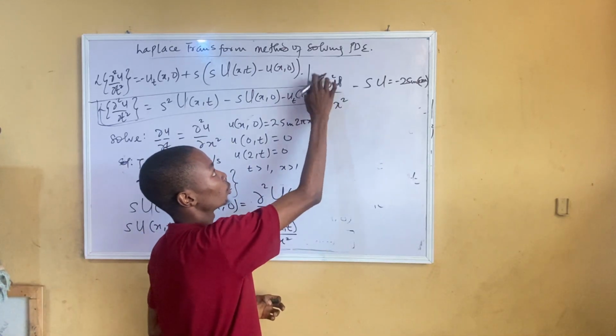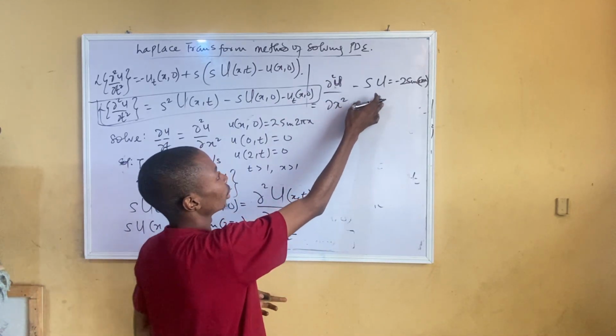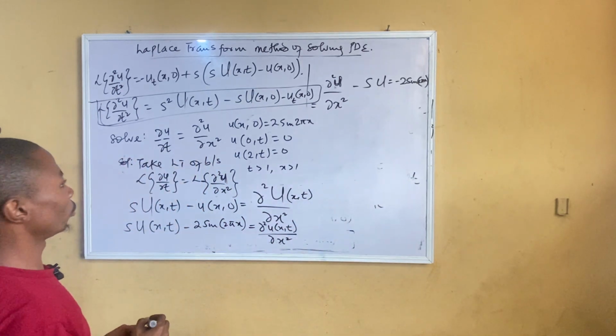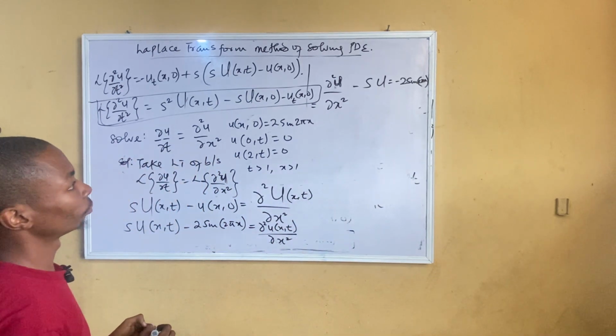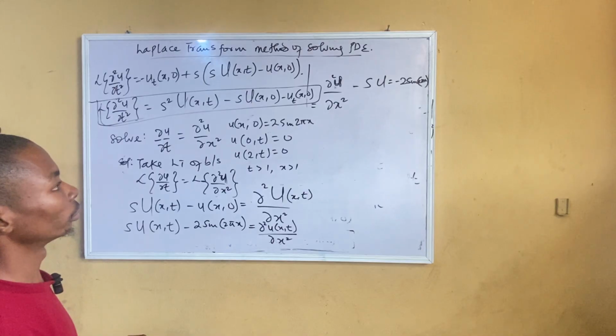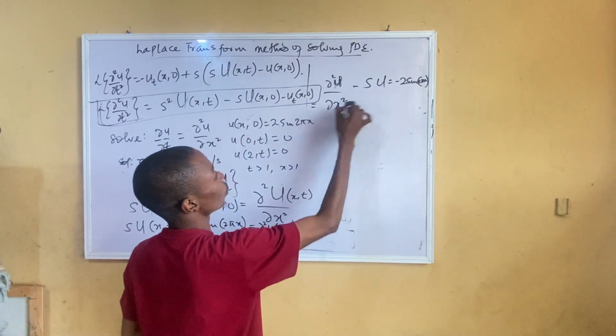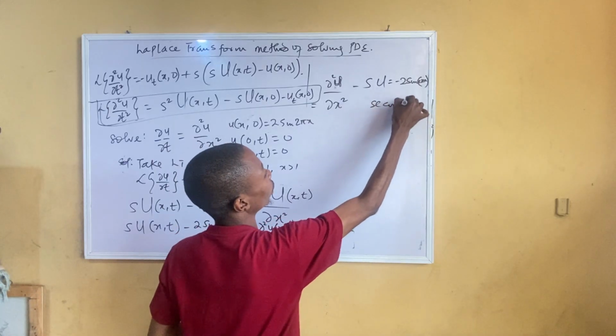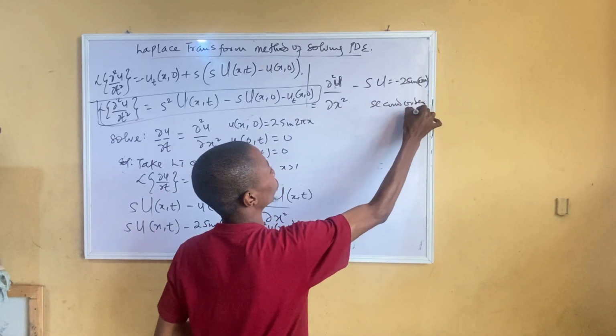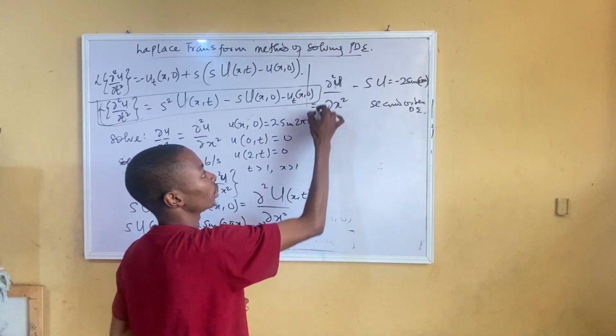Second order differential equation. If you solve this, oh, there is a mistake. The d square u over dx square. All right, yeah, we are getting it. So this is a second order differential equation. Then we solve this. How do we solve this?